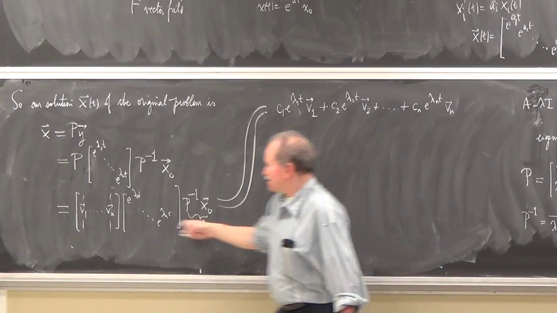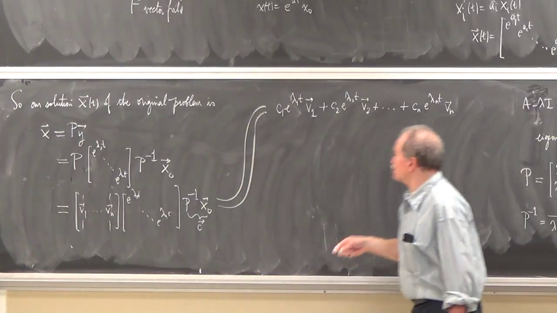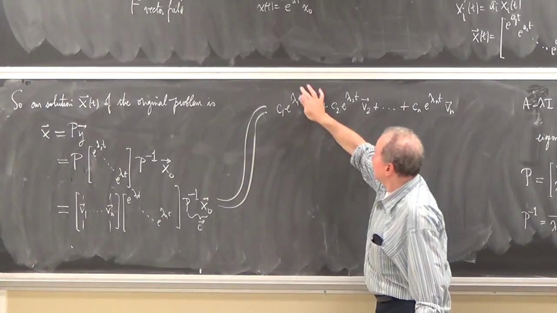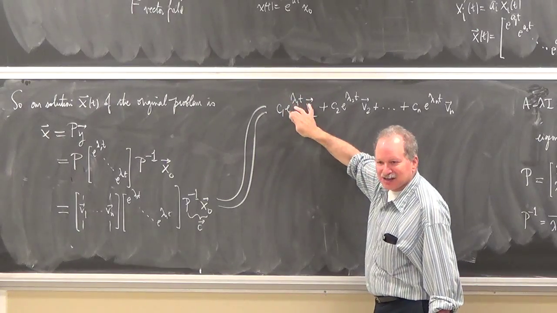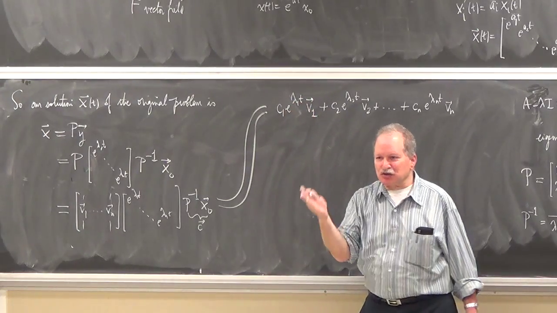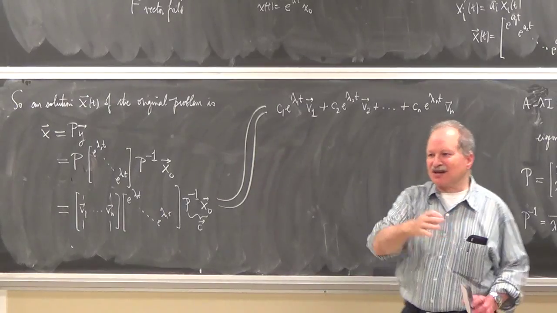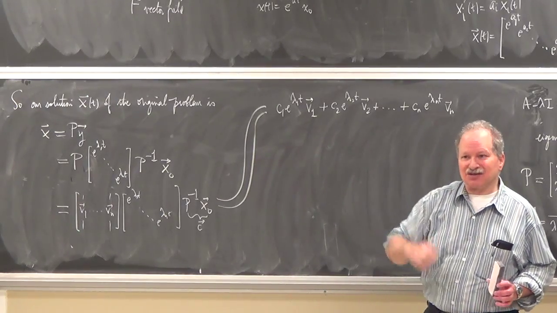That's what this is. It's exactly analogous to what we did before, except that instead of having powers of lambda, you now have exponentials. So when you go from discrete time to continuous time, powers are replaced by exponentials.